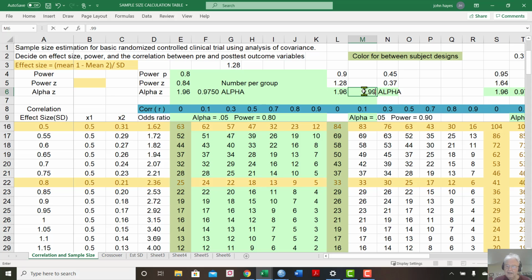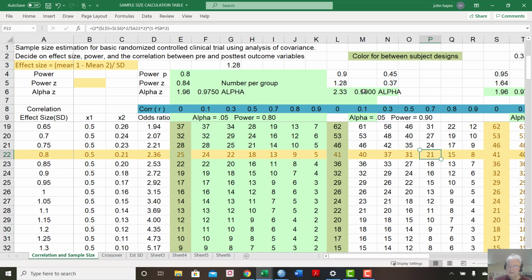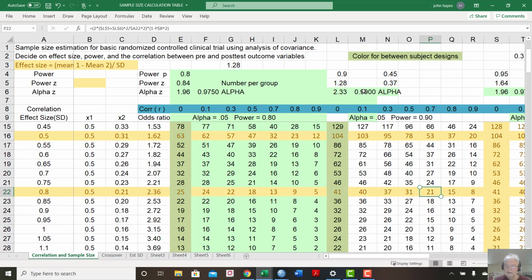Now, where were we? We were at 19, over here, 19, a 0.75 effect size. Well, I think it just did it. We went from 19 to 24. So it took a few more to adjust for multiple comparisons.